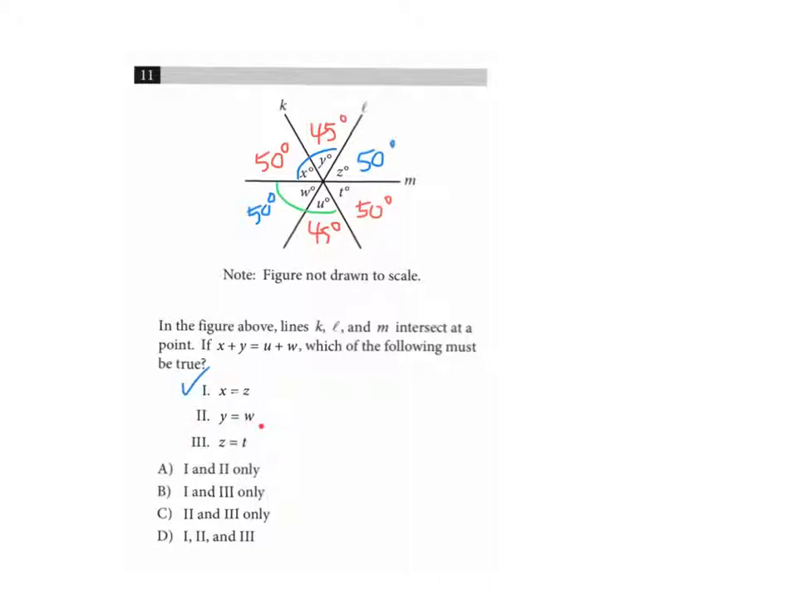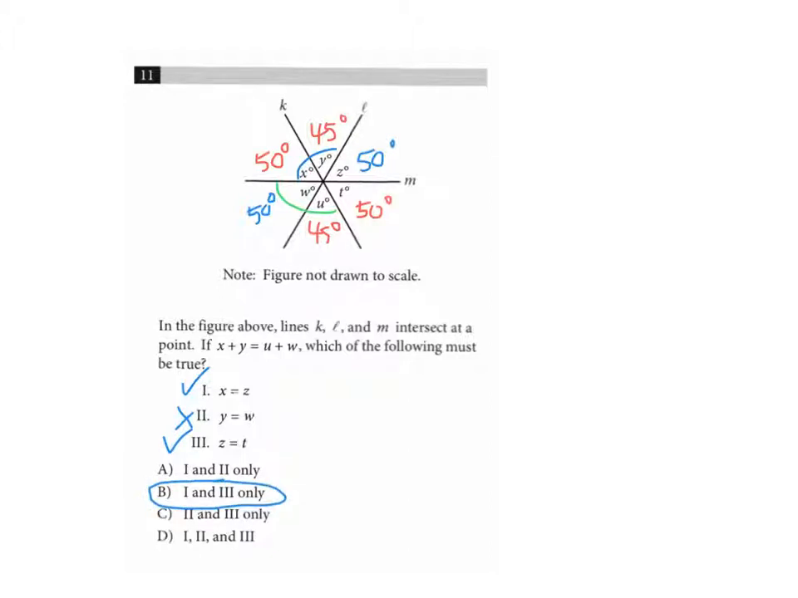Roman numeral 2, y equals w. Is it the case that 45 equals 50? Absolutely not. That is gone. Roman numeral 3, is it the case that z equals t? 50 and 50, yes, that does check out. Roman numeral 1 and Roman numeral 3 certainly work in this case.